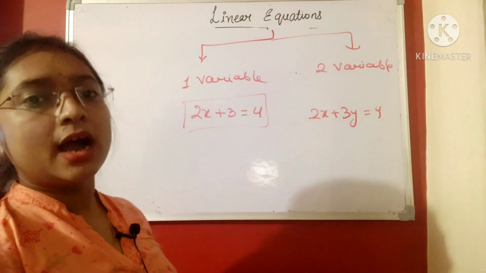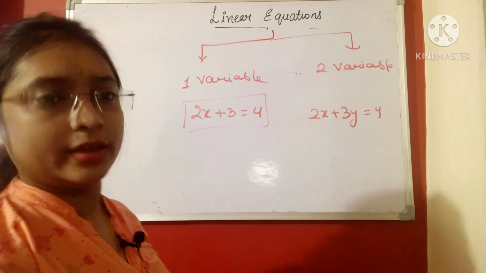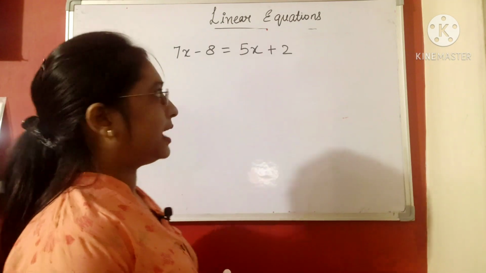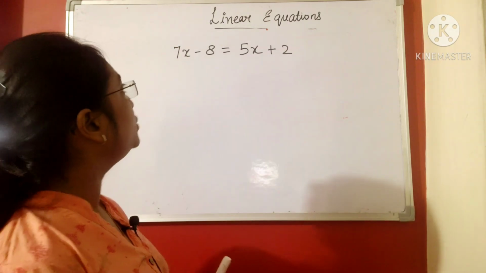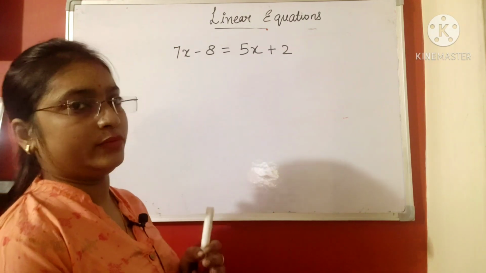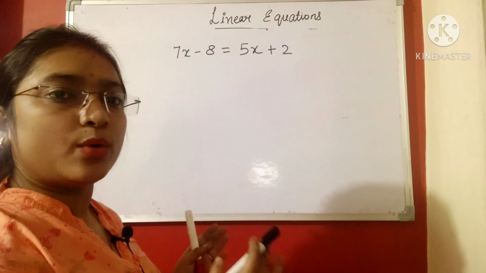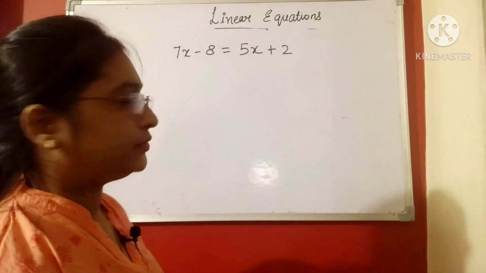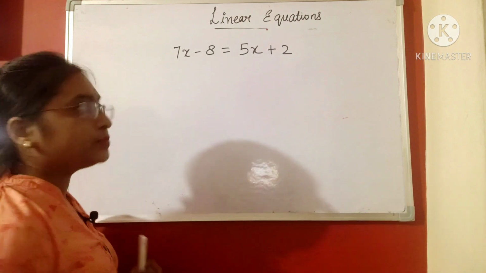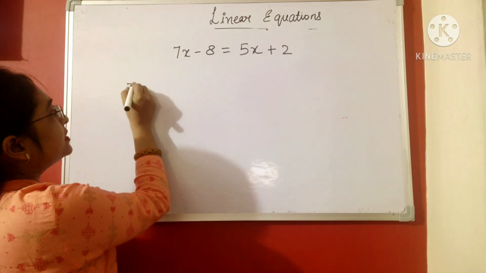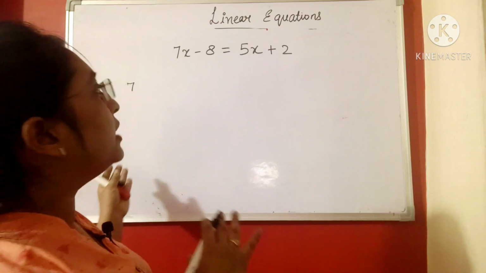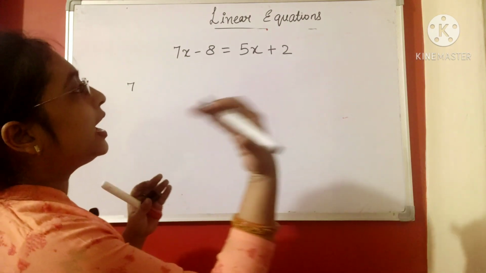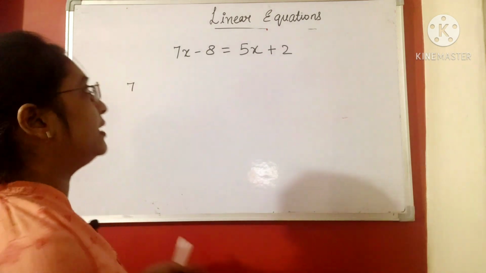We will understand how to find the value of the variables. Let's understand the linear equation with the help of one example. There are two methods to find the value of any variable: one is transpose and the other is inverse. I will tell you both for this particular question. First, let's start with the transpose method. In the transpose method, when we have to find the value of any variable, we shift like terms towards one side and constants towards the other side.